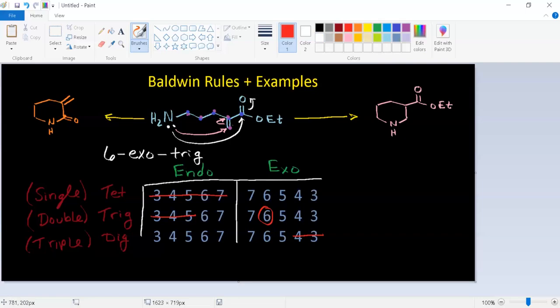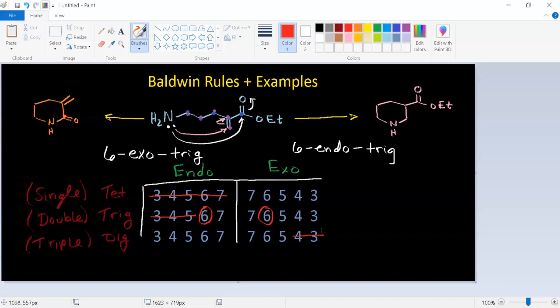Since the electrons that are going to be moved out of the way are part of the ring, we're going to say this is endo. So something that is 6 endo. And again, we are dealing with a double bond. So this will be a 6 endo trig. And we can find that right there.